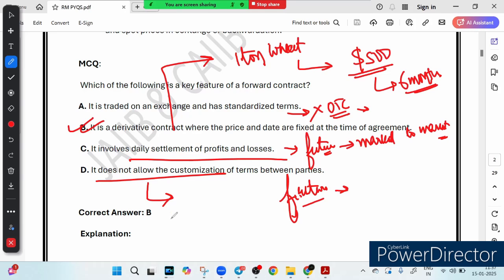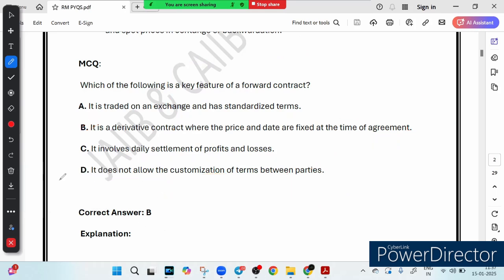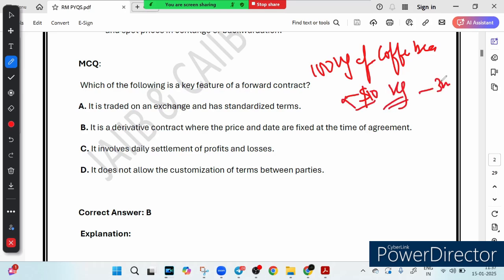Let's bring this to life. Imagine you are a coffee shop owner and coffee prices fluctuate a lot. To protect your business, you enter into a forward contract with a coffee supplier today to buy 100 kg of coffee beans at $10 per kg with delivery in 3 months. So no matter how the market price changes, you will pay $10 per kg at the agreed rate. This gives you price certainty and helps you manage your cost better.